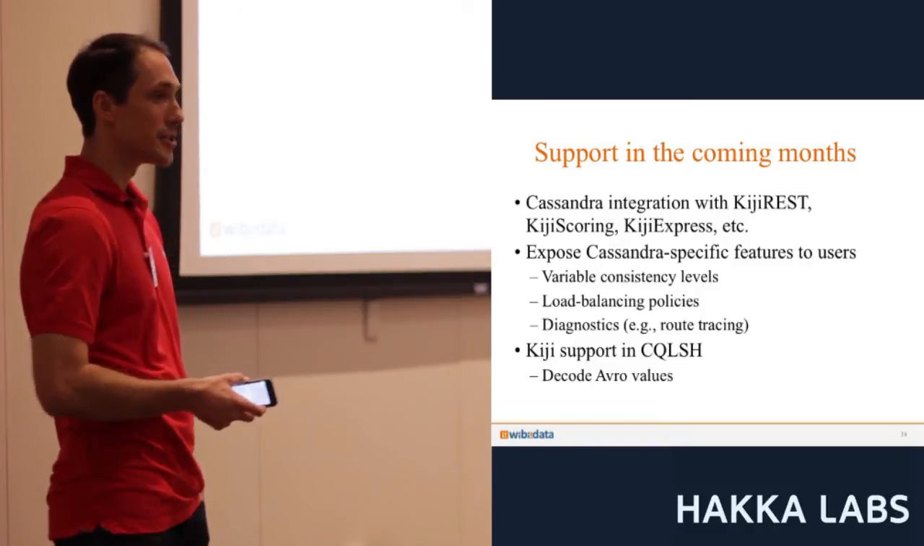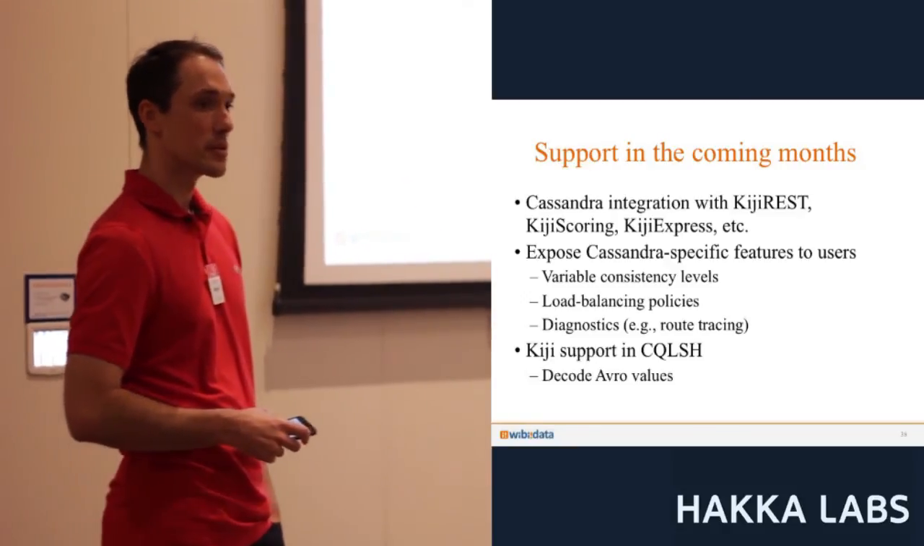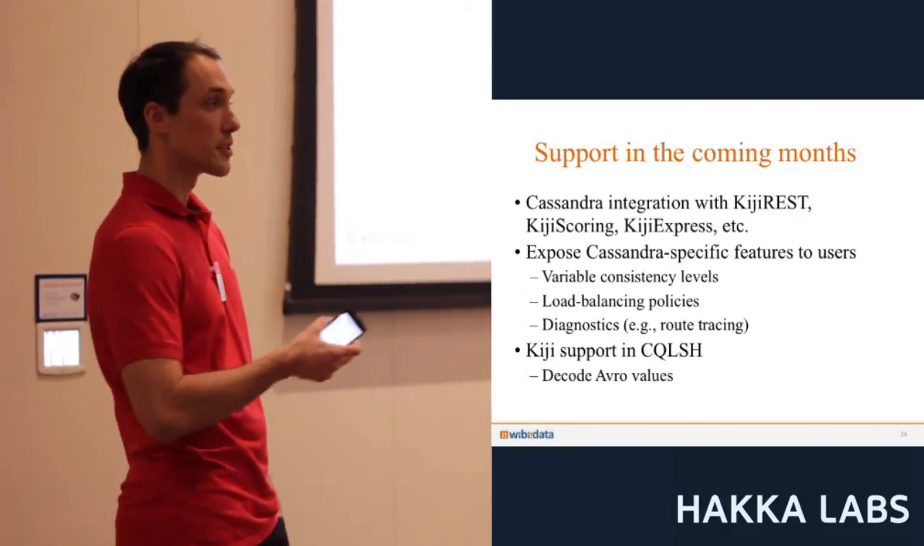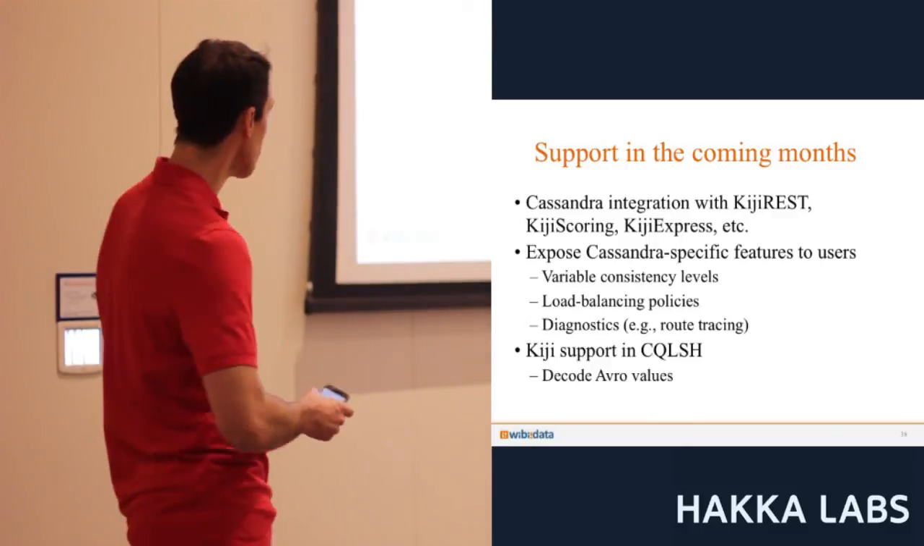We've also looked at, when we read and write to and from Kiji tables, taking our Avro data and actually mapping it to the user-defined types that are coming out in Cassandra 2.1.